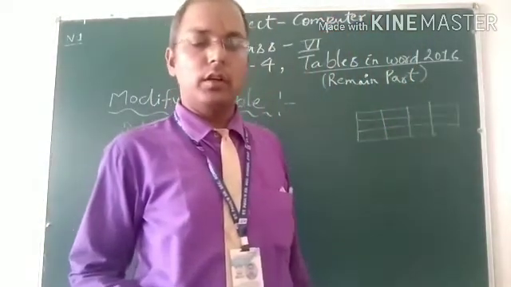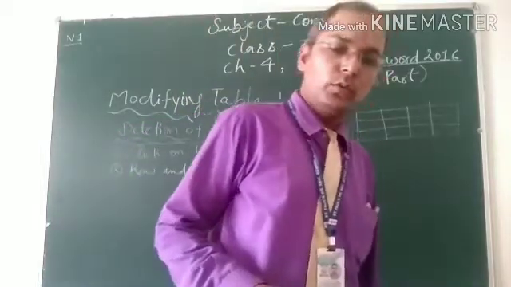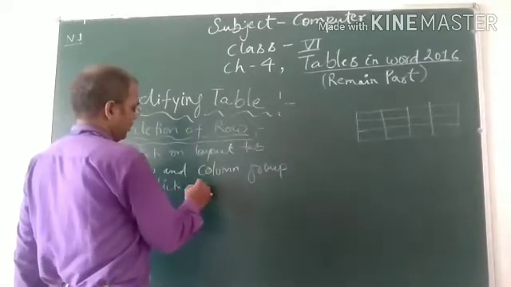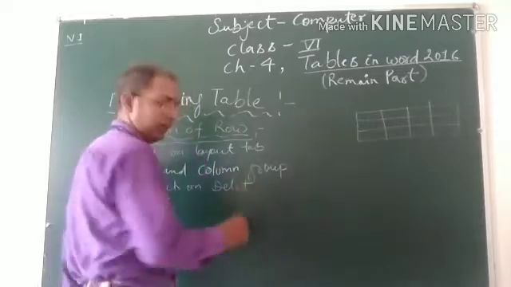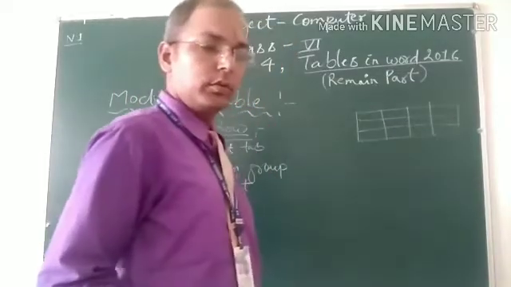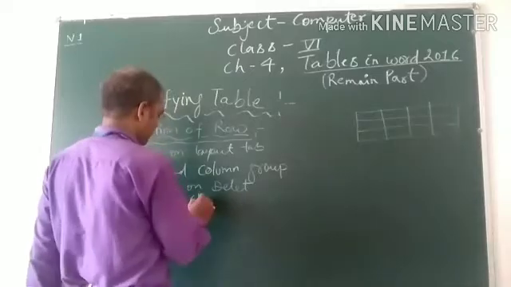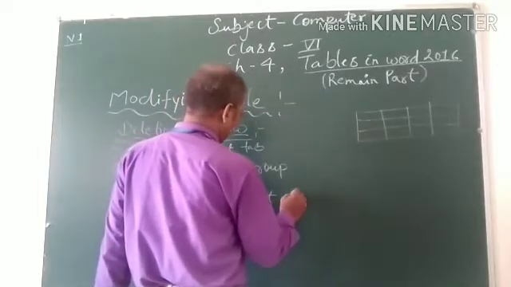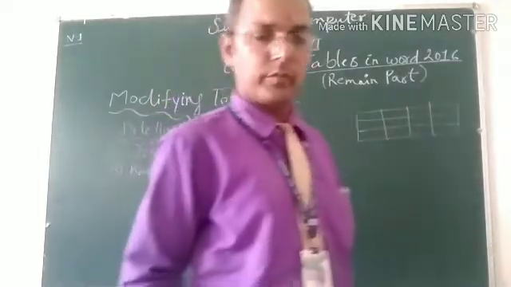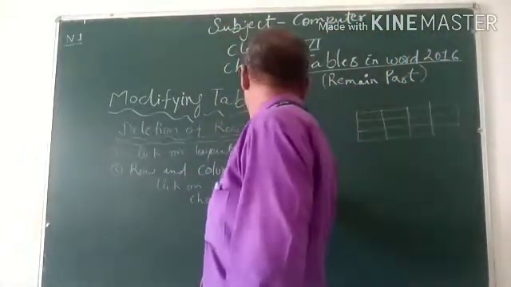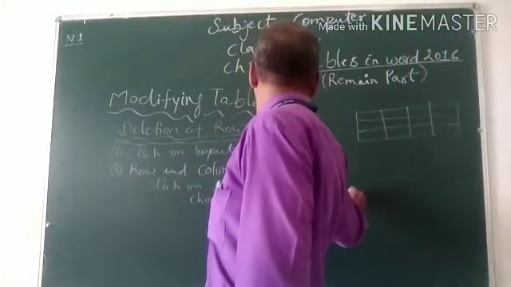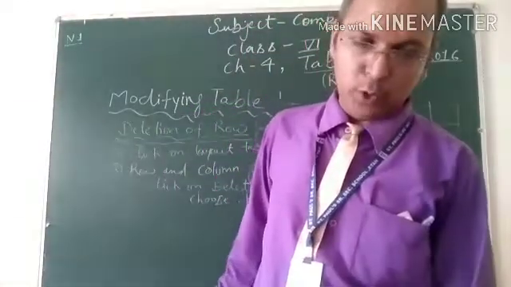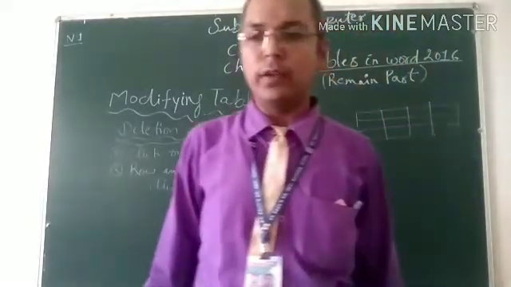Click on delete. From the drop down, choose delete row. The rows with mouse focus or highlighted get deleted from the table.